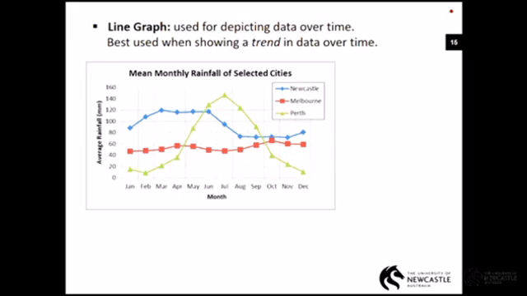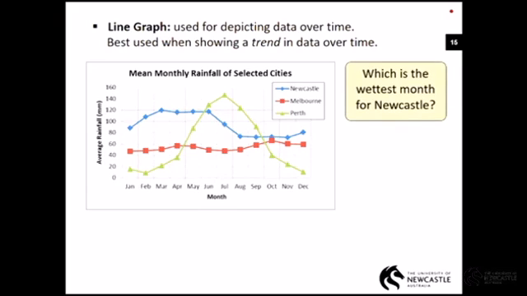Melbourne is pretty consistent, and Newcastle's subtropical, drier in the summer, wetter in the winter. Here's a question for that. Which is the wettest month for Newcastle? Fine. All we've got to know is Newcastle's the blue line, okay? The wettest month, not driest, so clearly I'm looking for a top level, and the highest blue point right there. So all we need to say is it's March. March is clearly the wettest month for Newcastle. Okay.